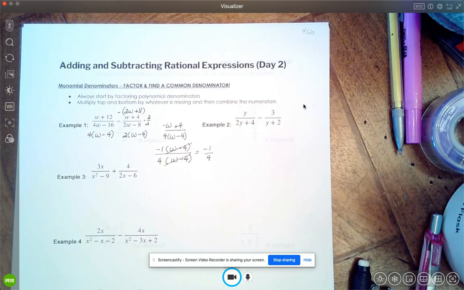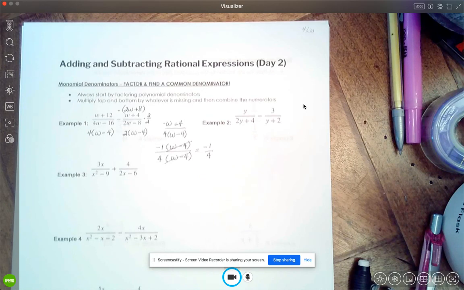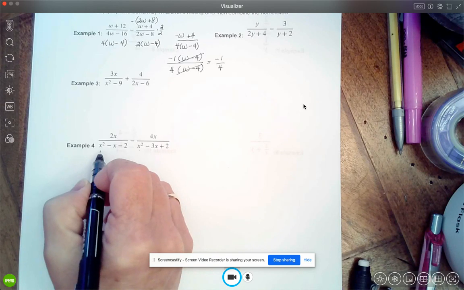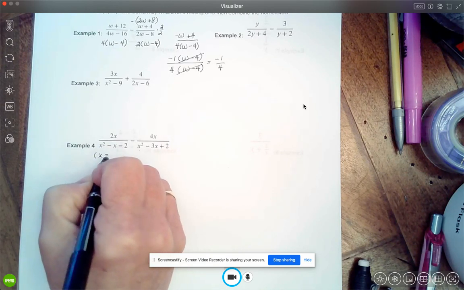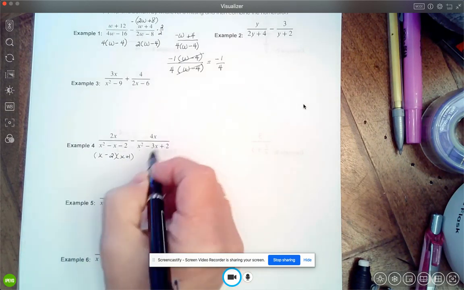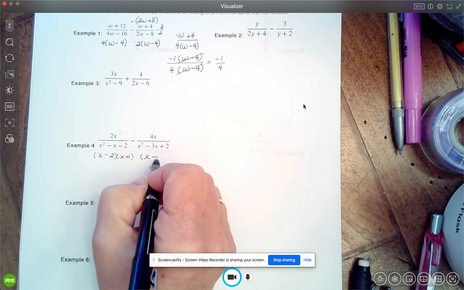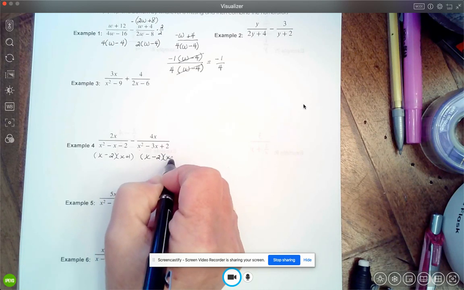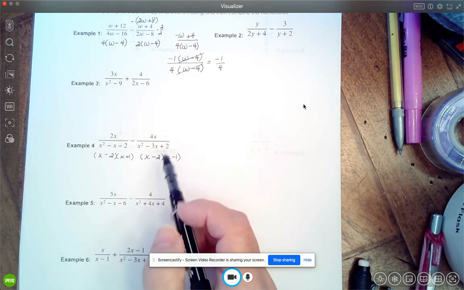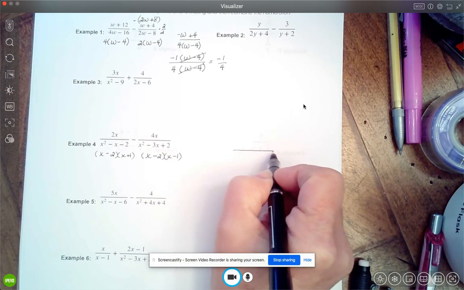Okay? So let's go down here to another one that's a little more difficult. Let's look at example 4. If I factor this, I have x minus 2, x plus 1, and on the second term, I have x minus 2, x minus 1. Okay, so now I have factored these, and what I'm going to do at this point is figure out what my denominator is going to be.